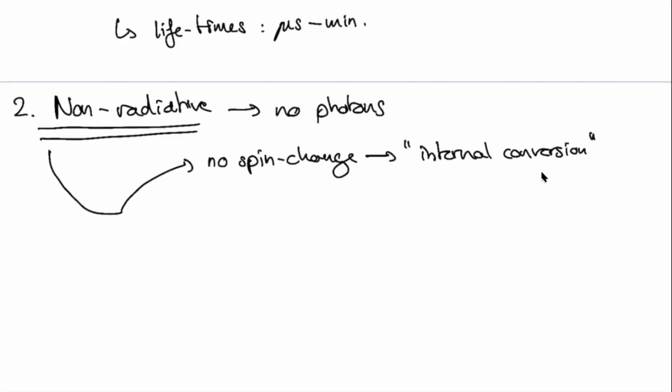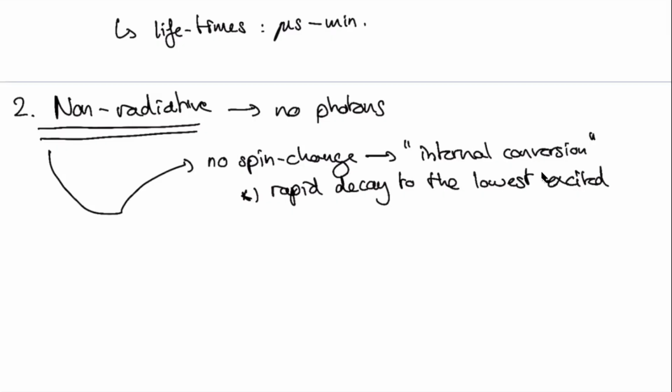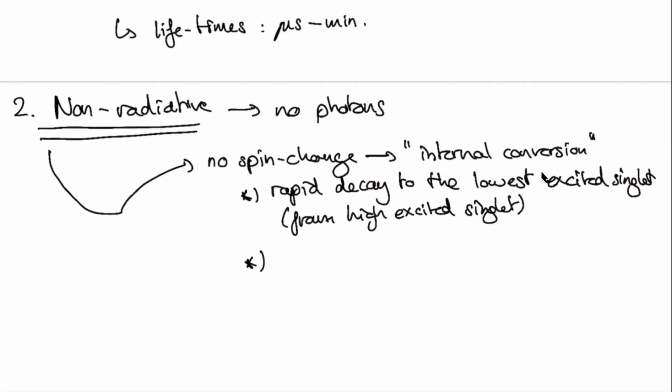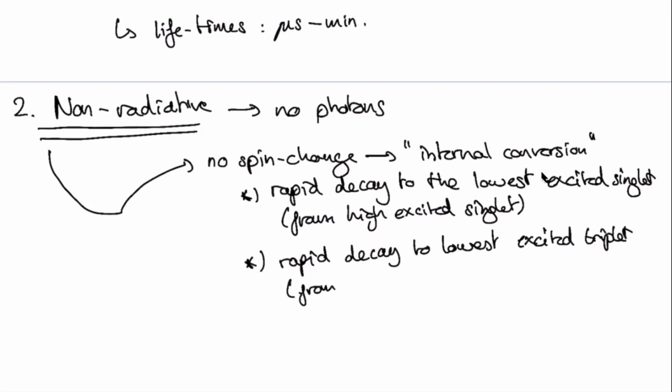So that is rapid decay to the lowest excited singlet from a higher excited singlet. And similarly, you have rapid decay to the lowest excited triplet from a higher excited triplet.